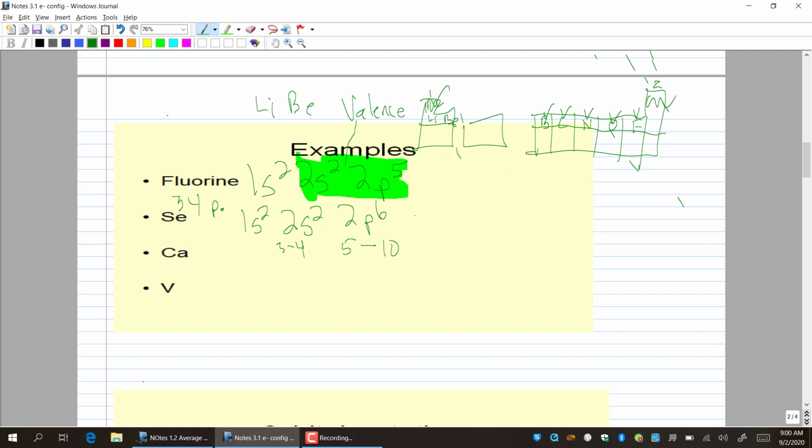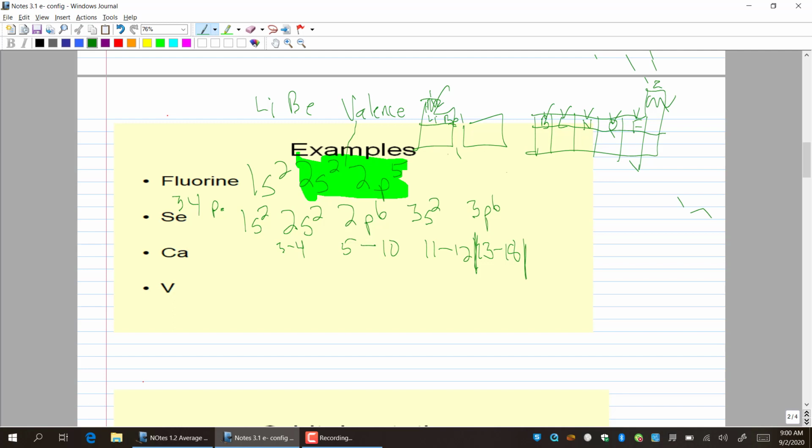Then I'm going to look at numbers 11 through 12. See how the block ends there? And that's going to be 3s2. And then 13 through 18, still in the third row, P block 6. Okay. So far, so good.